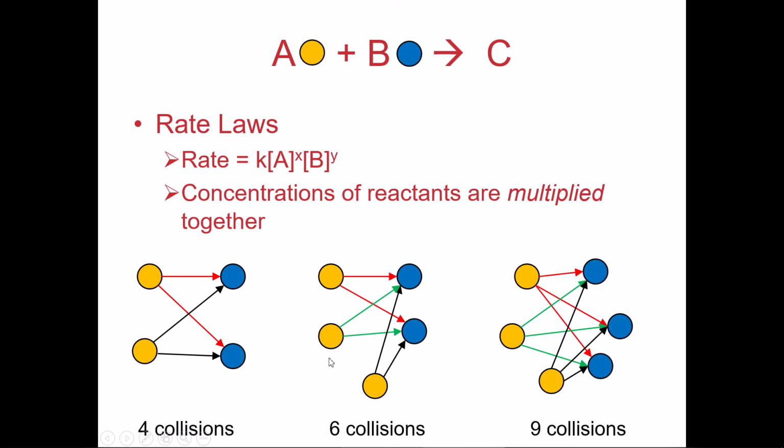If we then expand it to 3 molecules of A, still with 2 molecules of blue, this gives us 6 potential collisions, 3 times 2. And if we further expand the B, 3 molecules of A and 3 molecules of B, we have 9 potential collisions, and it keeps growing. So we're multiplying the concentrations of each because of the added number of collisions every time that our concentration increases.